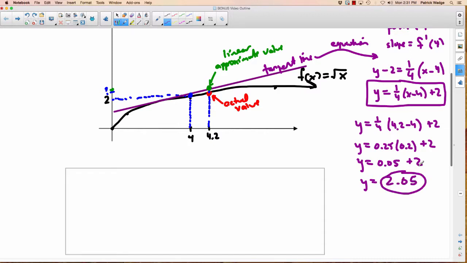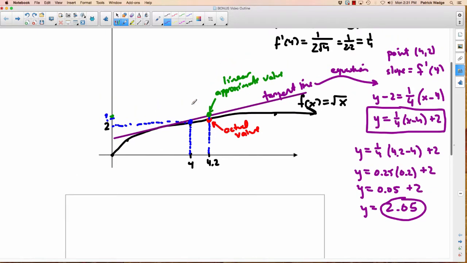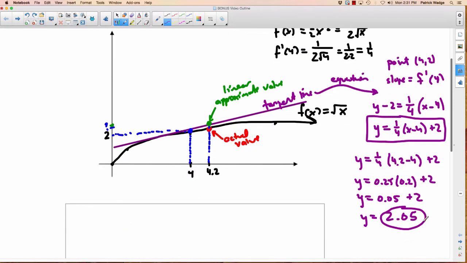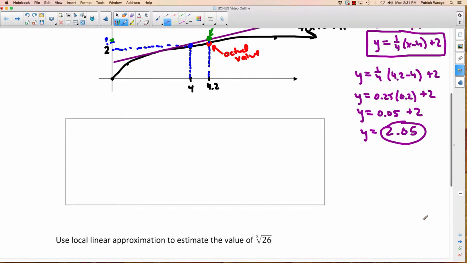Now, does it seem reasonable? Absolutely it seems reasonable. Remember, the square root of 4 is 2, and our answer was just a little bit higher than that, and 2.05 is just a little bit higher than that. I will tell you that if you take a calculator and actually just plug in the square root of 4.2, you'll get that y equals 2.049, and wow, that's very close. If you rounded that to 2 decimal places, we actually got the exact answer.